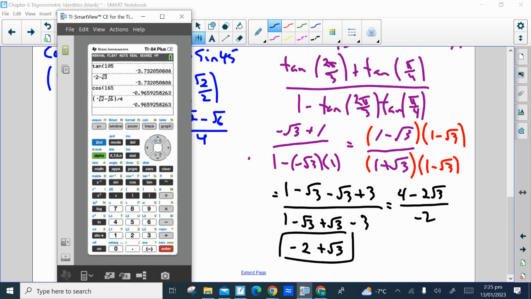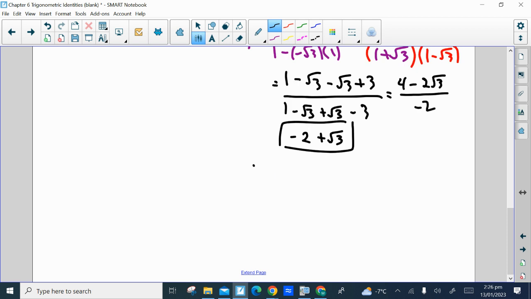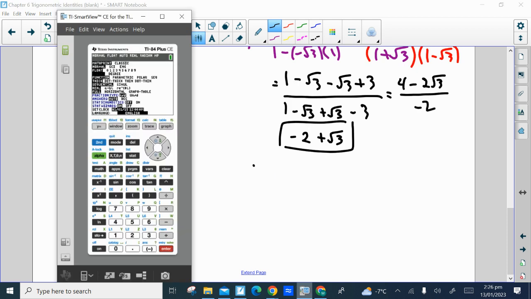So to check it, this time we need to be in radian mode. Okay, so we need to be in radian mode because we're doing the tangent of 11 pi on 12. Which is that decimal. Well, that should be equivalent to negative 2 plus root 3 if we did everything correct. And it is. Right, so we know our answer is correct.